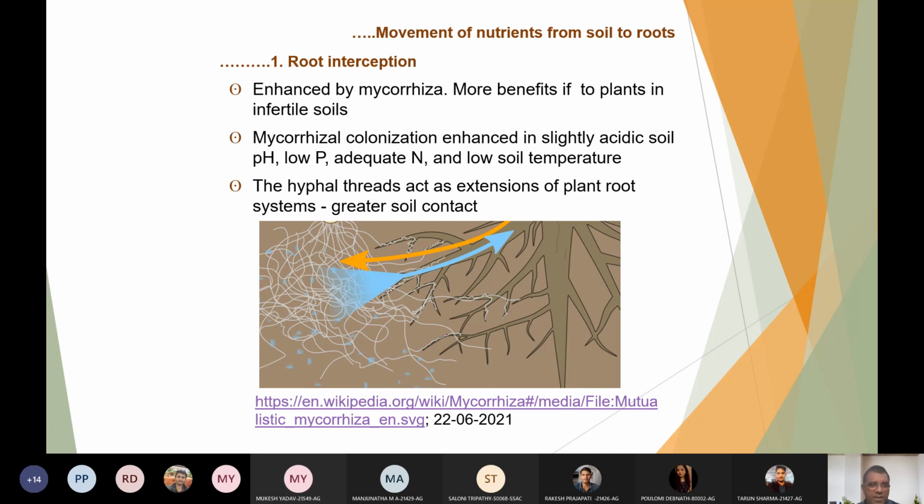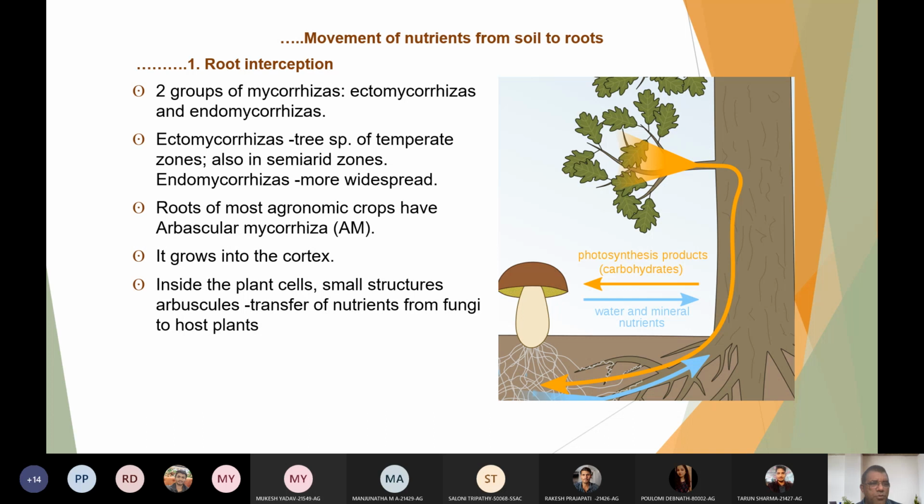The hyphal thread, you understand, mycelium is your thread. Hyphal threads act as extensions of the plant root. So they are just like extensions of the plant root, and they are much finer than the root hairs, with greater soil contact. So more soil contact will be there, and they help. You see in the picture, if they are growing on the root, they increase the absorption area of the plant roots. Two groups of mycorrhiza are there. One is ectomycorrhiza, the other is endomycorrhiza.